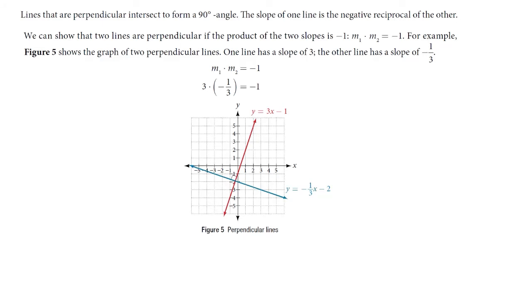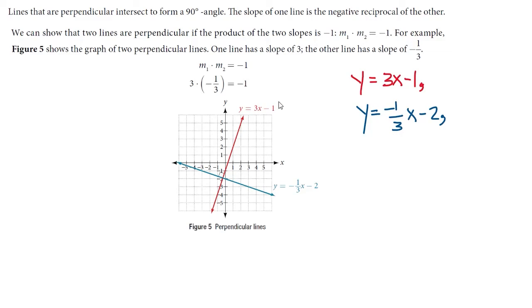Lines that are perpendicular intersect to form a 90-degree angle. So here in this example, we see this angle is 90 degrees. The slope of one line is the negative reciprocal of the other. So that means if the slope of the first line is m1 and the slope of the second line is m2, and we multiply both of these together, we will get negative 1.